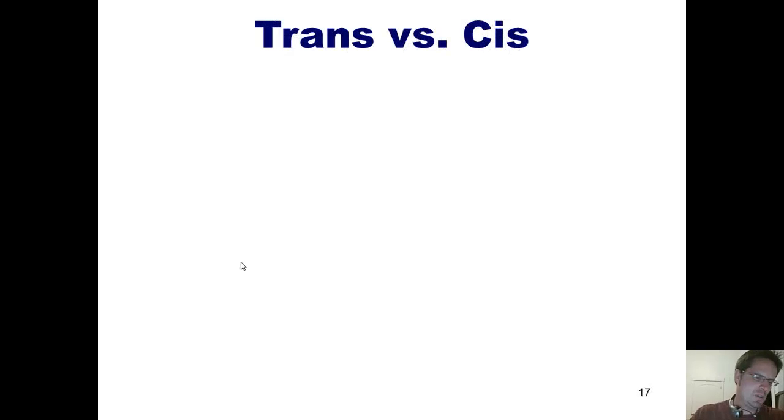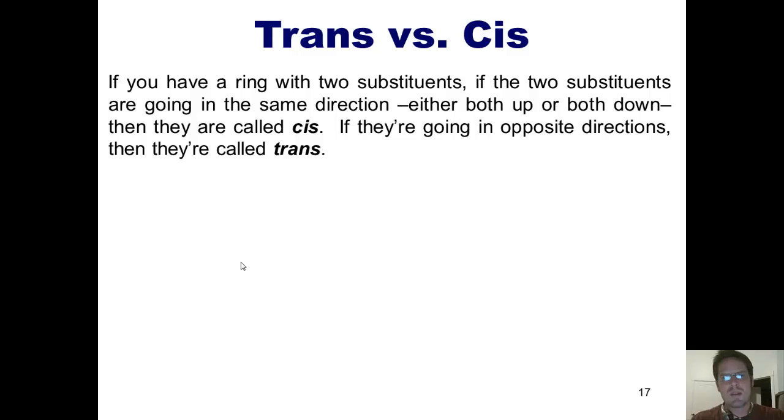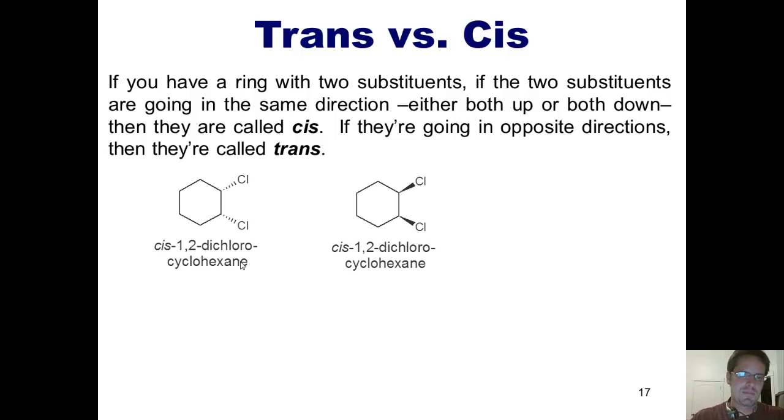We now turn to some very special vocabulary, trans versus cis. See, if you have a ring with two substituents, if the two substituents are going in the same direction, either both up or both down, then it is called a cis ring. If they're going in opposite directions, then it's called a trans ring. Let me show you some examples.